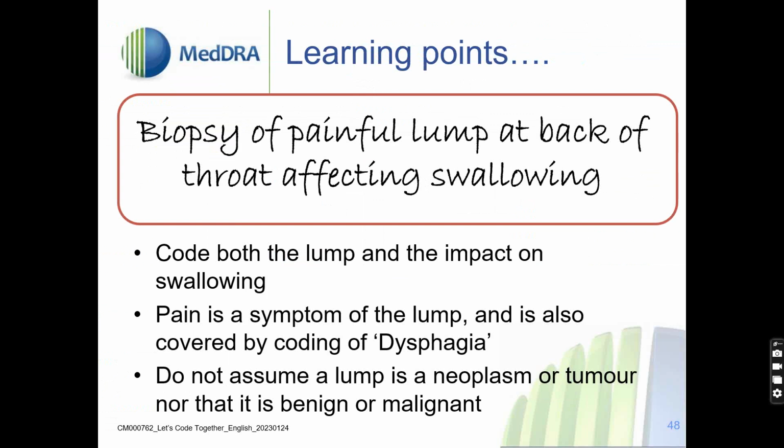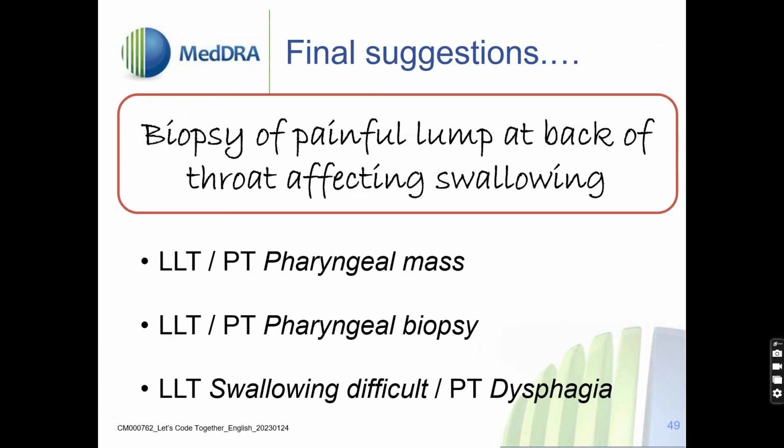So I would code both the lump and the impact on swallowing. Pain is a symptom of the lump, and that, as I explained, for me it's covered by the coding of dysphagia, and don't assume a lump is a neoplasm or a tumour, nor that it's benign or malignant. We never make assumptions like that. So our final suggestions become pharyngeal mass, pharyngeal biopsy, as you gave me. Well done, those of you who had that, and swallowing difficult. Many of you had all three terms at the outset before we explained it. So well done. Give yourselves a pat on the back for that one.